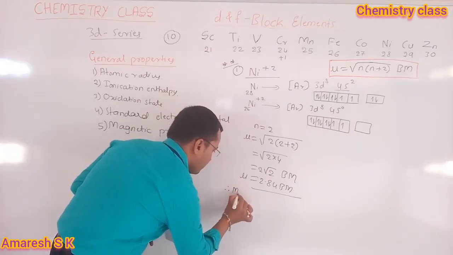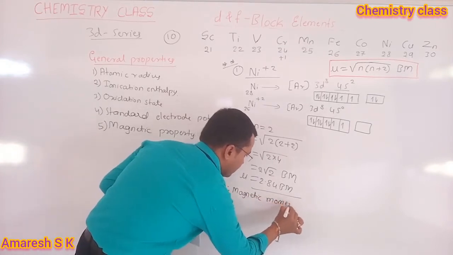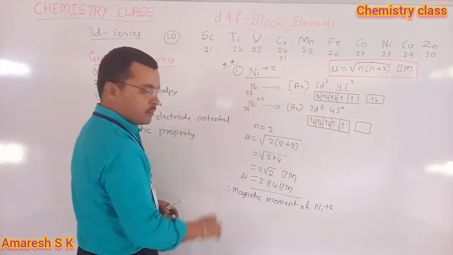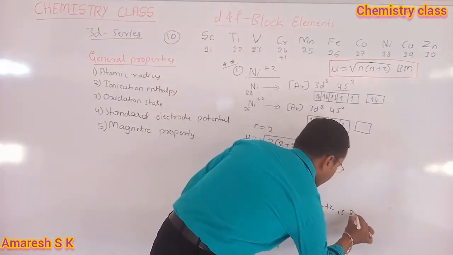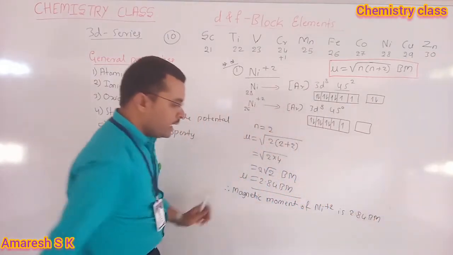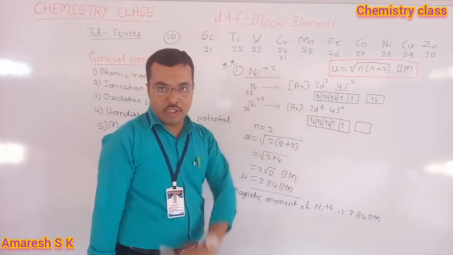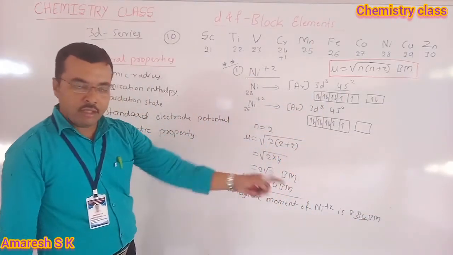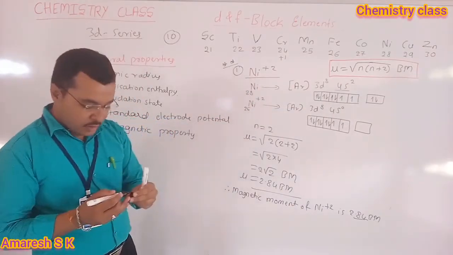Therefore, the magnetic moment of Ni plus 2 ion is 2.84 BM. At the final, you should write the BM. BM means the Bohr magneton. It is the unit. At the final, you need to write the unit, that is 2.84 BM. Bohr magneton is the unit of magnetic moment of the Ni plus 2 ion. This is the one example.